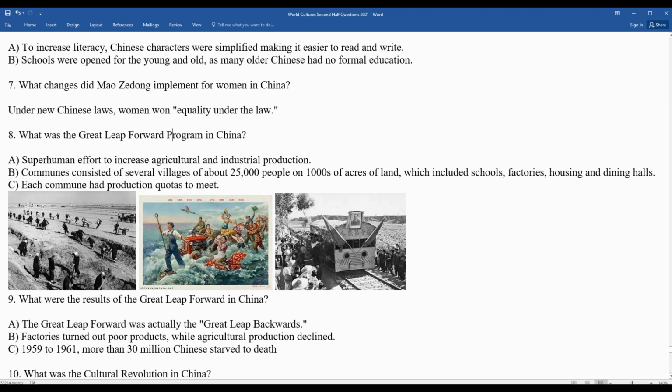From 1959 to 1961, more than 30 million Chinese starved to death during a great famine as they moved over to the collectivization system.